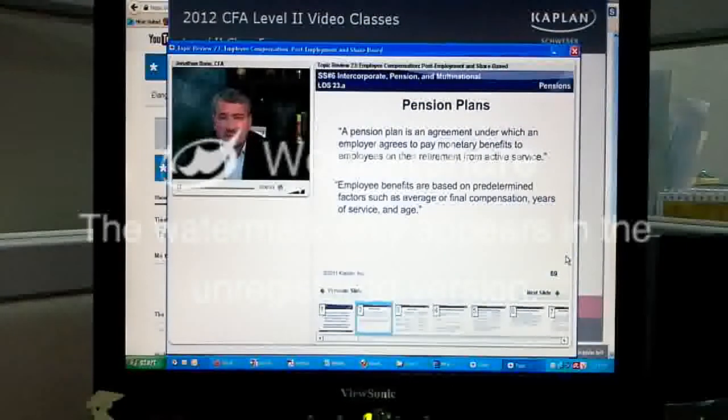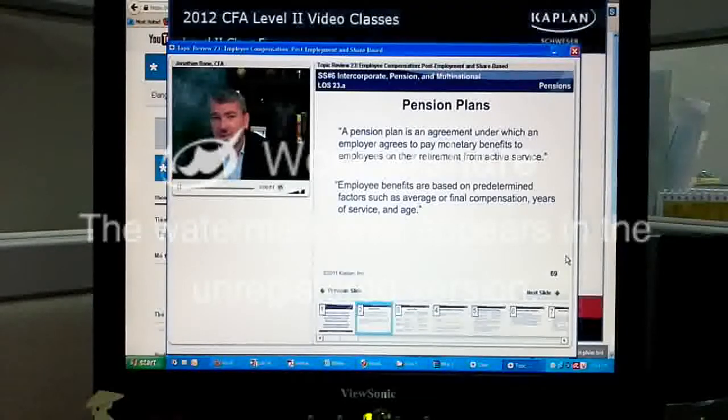Now, our first little learning outcome asks us to describe types and implications of pension plans. So let's start by having a quick look at a definition. A pension plan is an agreement under which an employer agrees to pay monetary benefits to employees on their retirement from active service. Okay, so it's payments going from the employer to the employees when they finish working. Employee benefits are based on predetermined factors such as average or final compensation, years of service and age.